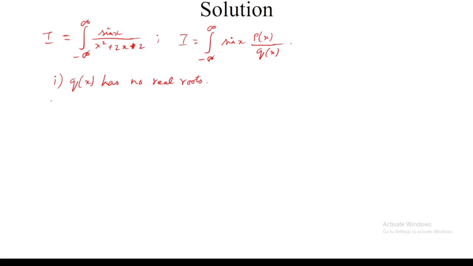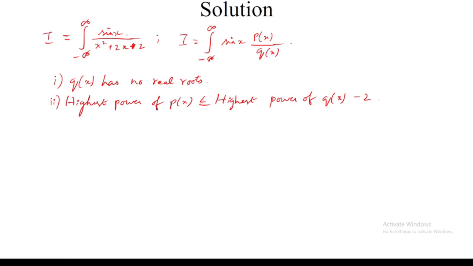And then the highest power of p of x should be less than or equal to the highest power of q of x minus 2. So this is also satisfied. For example, the highest power of p of x is actually 0, whereas the highest power of q of x is 2. So 2 minus 2 is 0, so this is also satisfied.